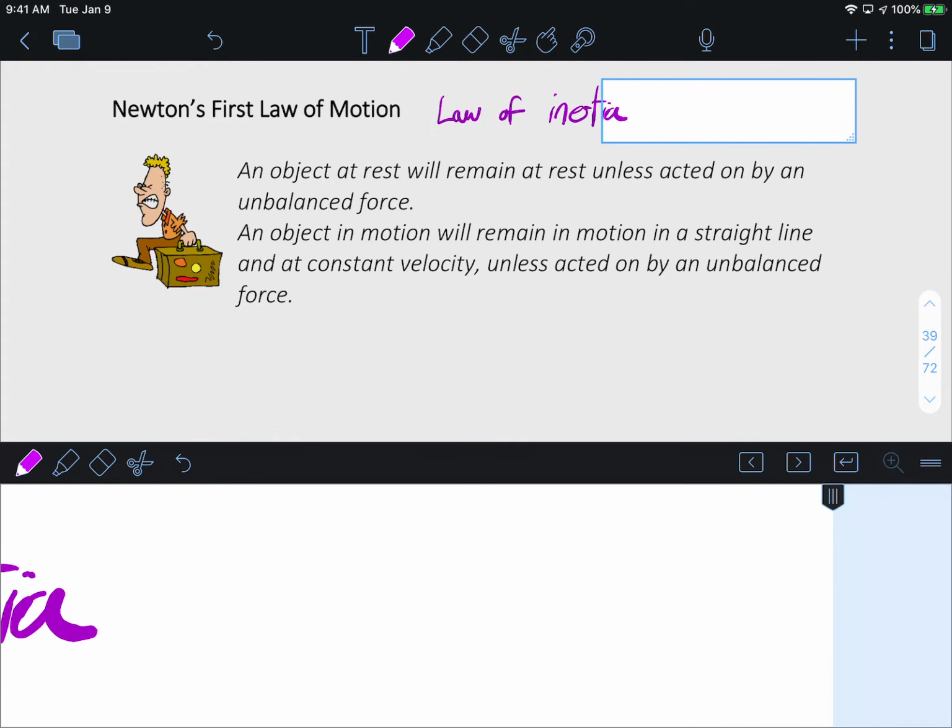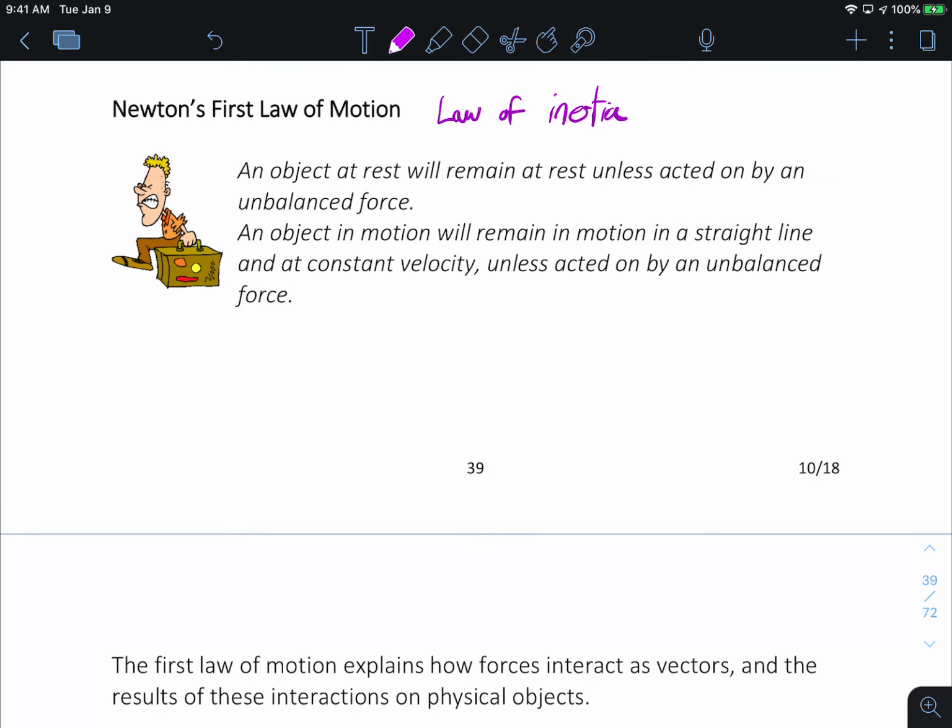And so this law of inertia means that an object that is in motion will also remain in motion in a straight line and at a constant velocity unless acted on by an unbalanced force. So this is an important law.